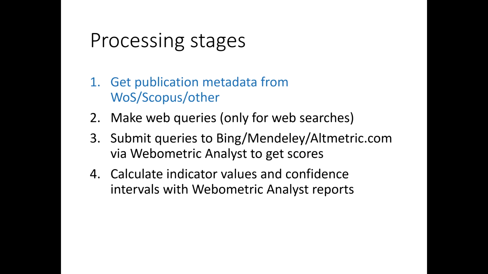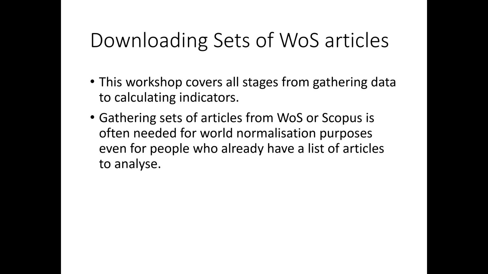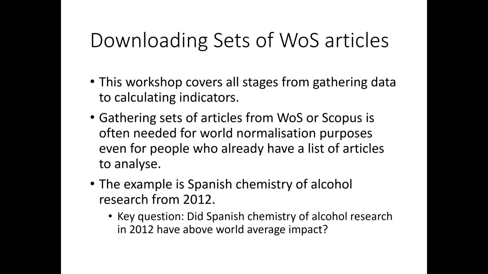We're going to look at stage 1 of the processing stages, downloading sets of Web of Science articles. This workshop covers all stages from gathering the data to calculating the indicators. Gathering sets of articles from the Web of Science or Scopus or Dimensions is often needed for world normalization purposes, even if you already have a list of articles to analyze. And we're going to look at a case study of Spanish chemistry of alcohol research from 2012. And we're going to try and answer the question, did Spanish chemistry of alcohol research in 2012 have above average impact?